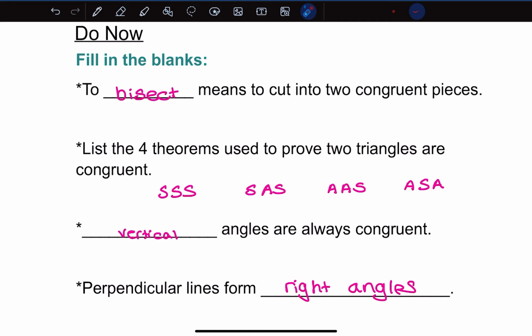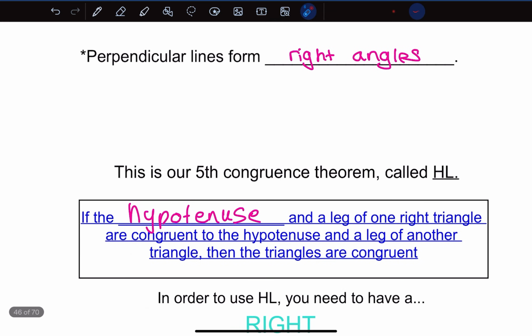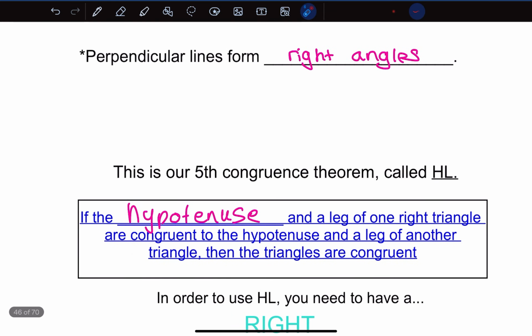So today we're going to add one more theorem to how to prove triangles congruent. However, this specifically applies to only right triangles. The reason why is because it is called the hypotenuse leg theorem, and there is only a hypotenuse in a right triangle. So if the hypotenuse and a leg of one right triangle are congruent to the hypotenuse and a leg of another triangle, then the triangles are congruent.